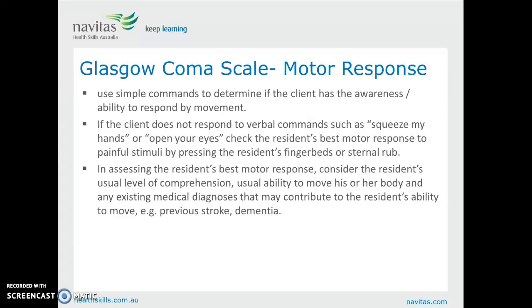Use simple commands to determine if the client has the awareness ability to respond by movement. If the client does not respond to verbal commands such as squeeze my hands or open your eyes, check the client's best motor response to painful stimuli by pressing the client's finger beds or sternal rub. In assessing the client's best motor response, consider the client's usual level of comprehension, ability to move his or her body, and any existing medical diagnoses that may contribute to the client's ability to move.